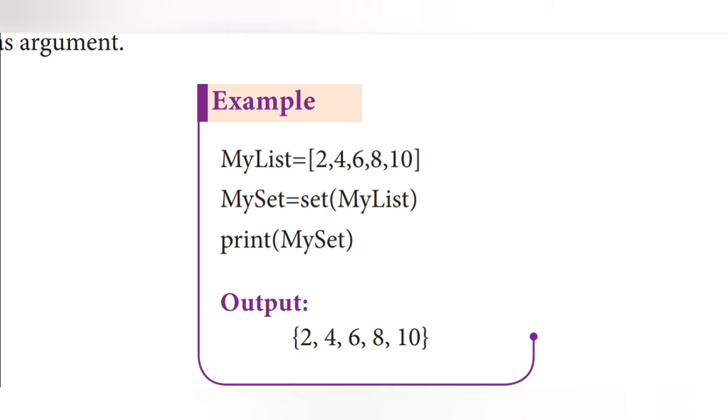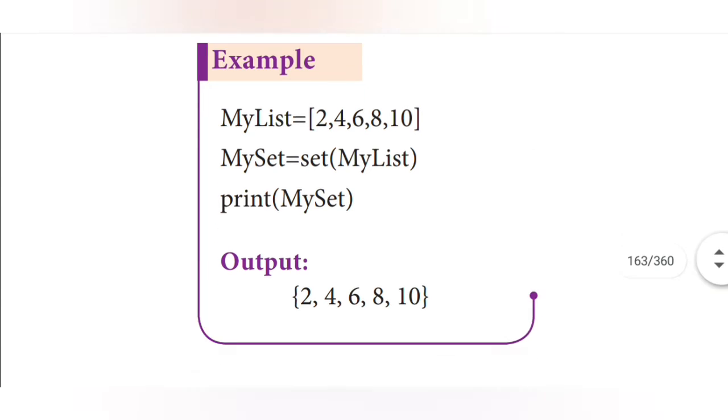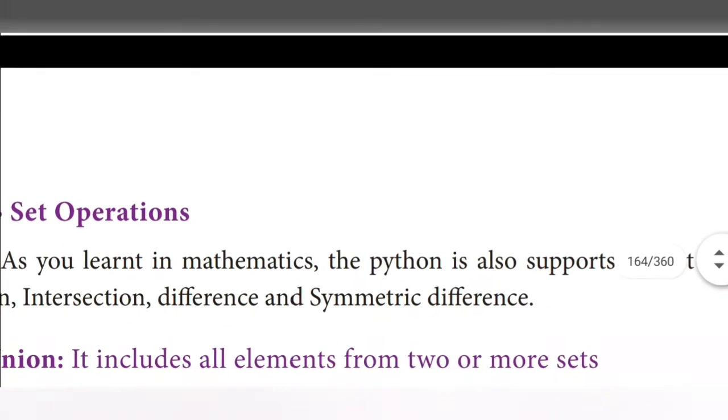Now you can see the output. Within curly braces all the elements are present: 2, 4, 6, 8, 10. That means elements within curly braces show that the set has been created. Next we see the next topic, that is set operations.